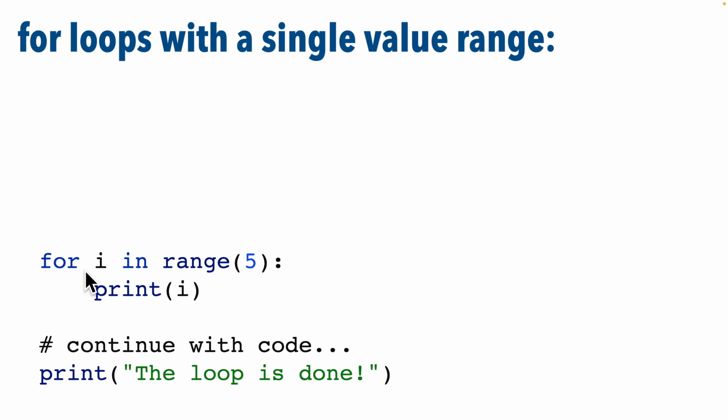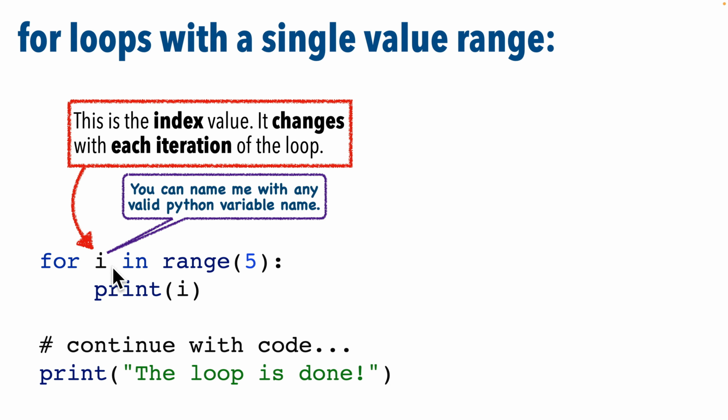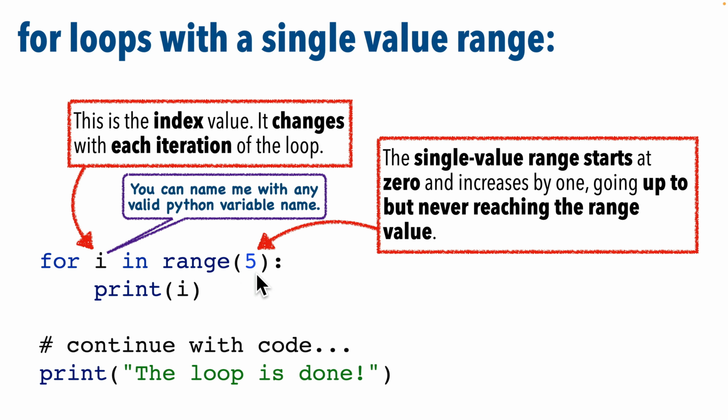We say for, F-O-R, then give a variable name that will act as our index value. And this is going to change and increment each time we pass through the loop. So here the index value is named I, but we could use any valid Python variable name. You'll most commonly see index values named I, X, or the word index, but that's totally up to you. Sometimes another name might make sense. Then we'll use the keyword in, IN, and then specify a range function. And in between the parens, we pass in the number of times we want to go through the loop.